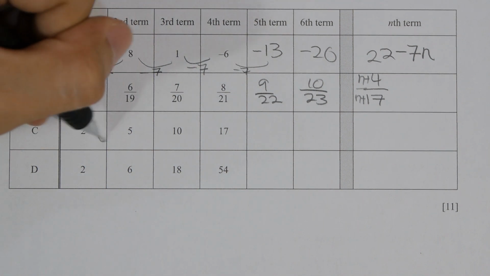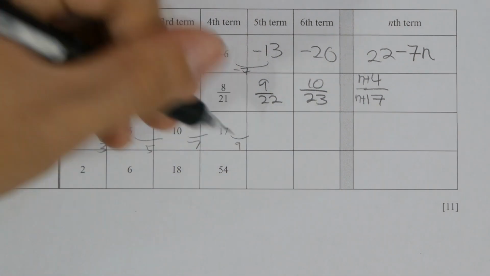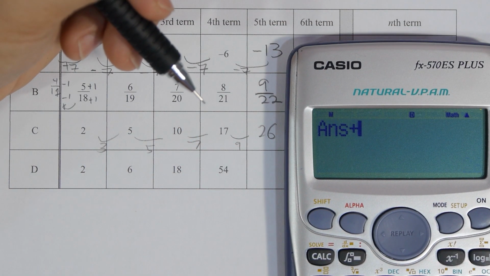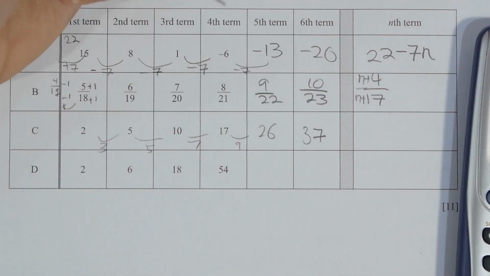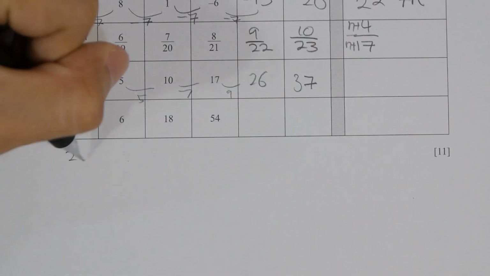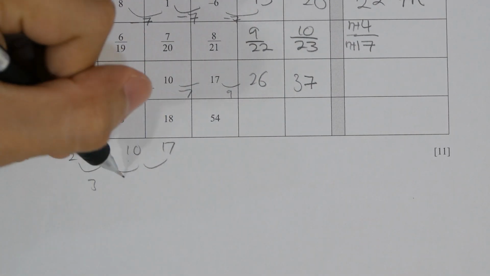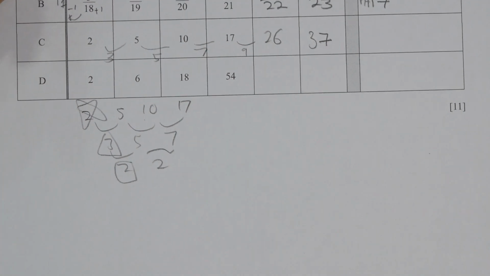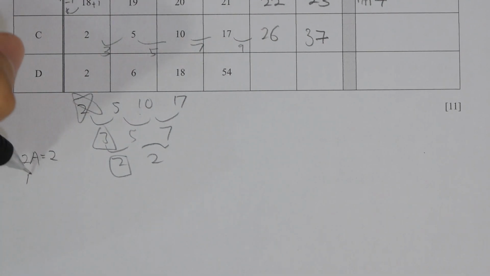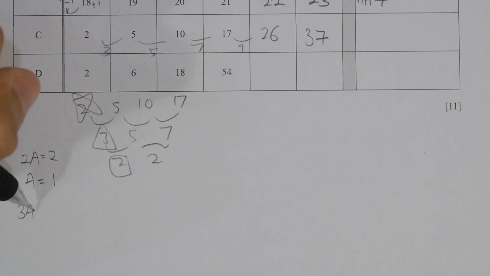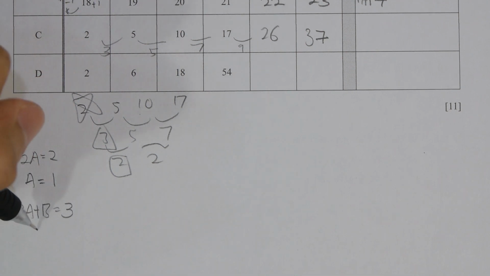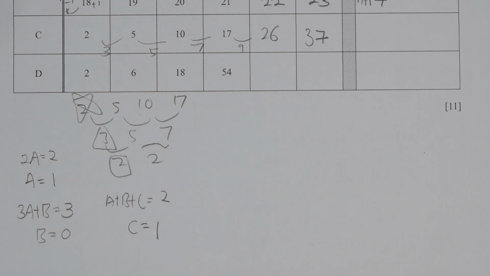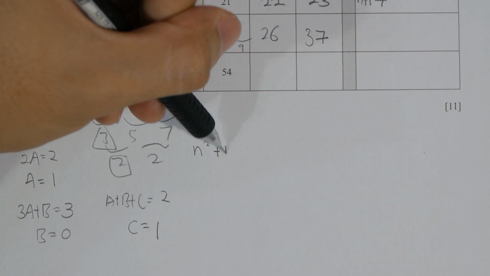For part C, this one is actually the quadratic sequence. You are required to find the term by term difference for two rows, and the last row is required to be the same, which is 2 in our case. Then you can substitute into the formula, which goes 2a equals 2, 3a plus b equals 3, and a plus b plus c equals 2. By running the calculation, you will get its nth term as n squared plus 1.